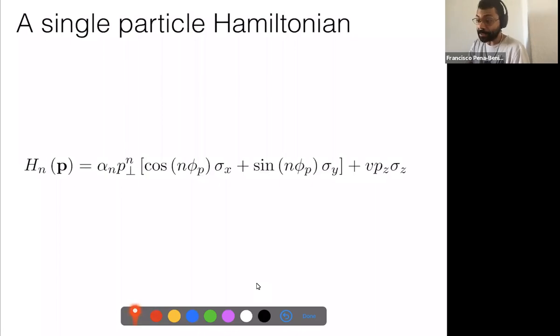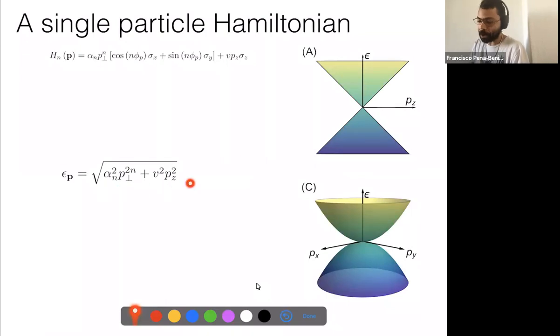But in the case in which n is not 1, this is not the Weyl Hamiltonian, it's a more exotic Hamiltonian, which has a dispersion relation that takes this form. Again, we see that if n is equal to one, we just get p perp squared plus pz squared, with linear dispersion in all directions. But if n is equal to two or three, which are the allowed values for real materials, the particle will disperse linearly along one direction, which I pick to be z. And along the transverse direction, it will propagate quadratically or cubically. Okay, that's the so-called multi-Weyl semimetal case.